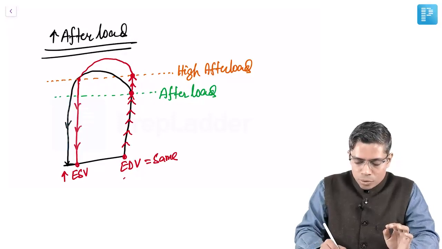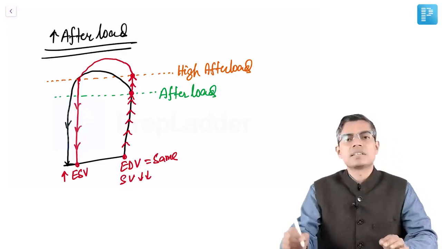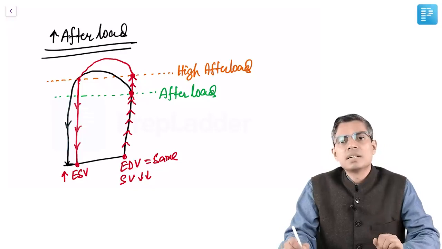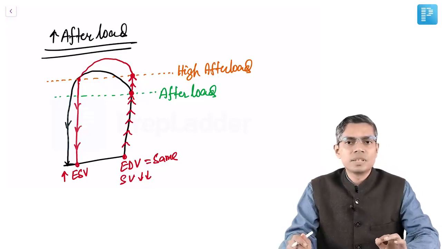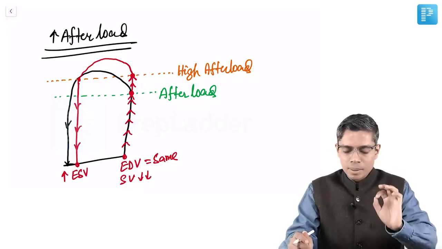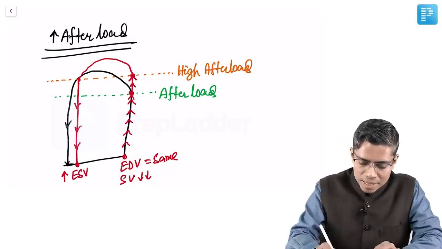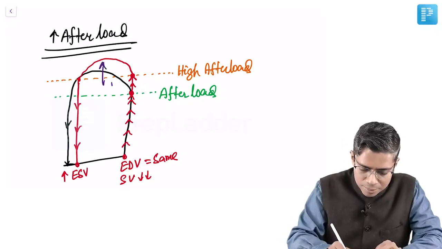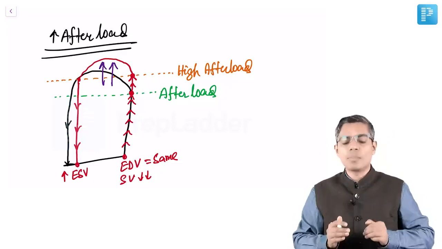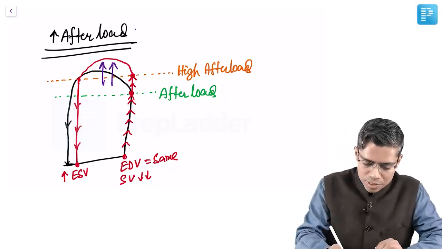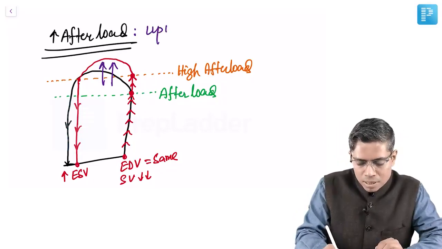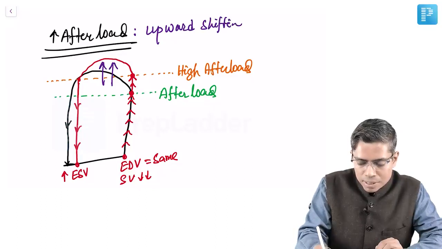So what will happen to stroke volume? Stroke volume will be decreased. That we have discussed earlier, that increased afterload means stroke volume will decrease. But the main shifting that is happening here is as if the curve is shifting in an upward direction. That's why we say afterload means upward shifting of the PV loop.